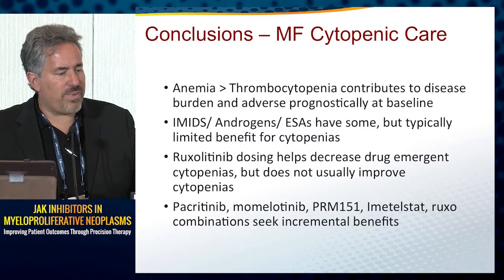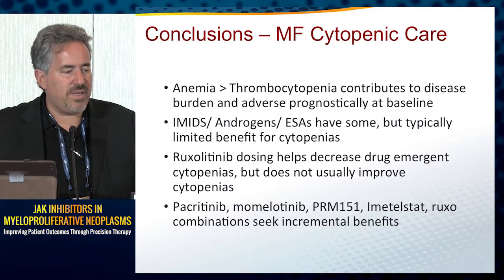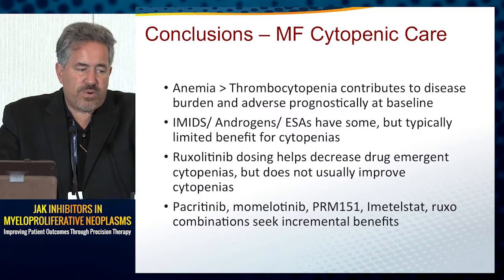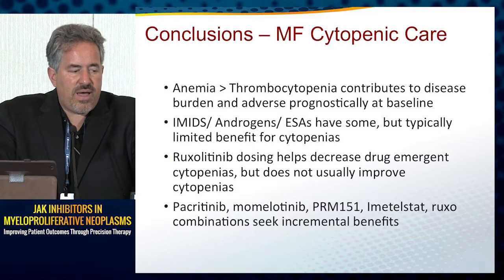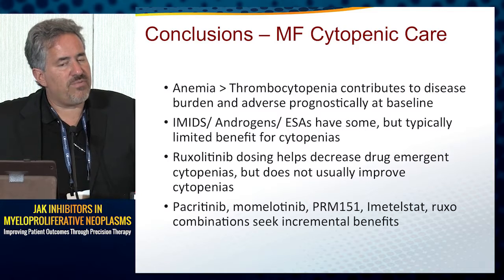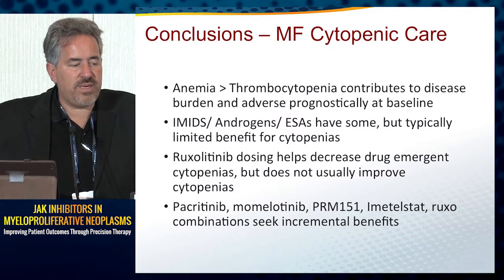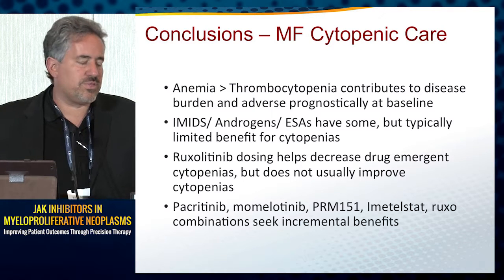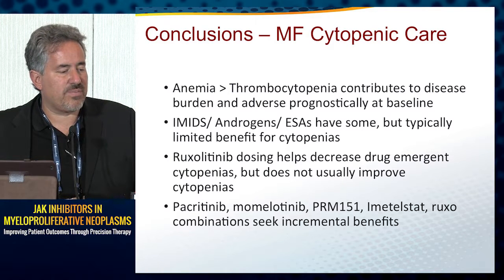So I'd like to conclude by saying that anemia, even much more common than thrombocytopenia, really contributes to the disease burden and is adverse prognostically at baseline. There are agents that have some activity, but really overall their benefit is fairly modest. Adjustments of ruxolitinib dosing definitely does have an impact on drug-emergent cytopenias. However, the patient that enters therapy with ruxolitinib with baseline cytopenias, we usually do not expect significant improvements.